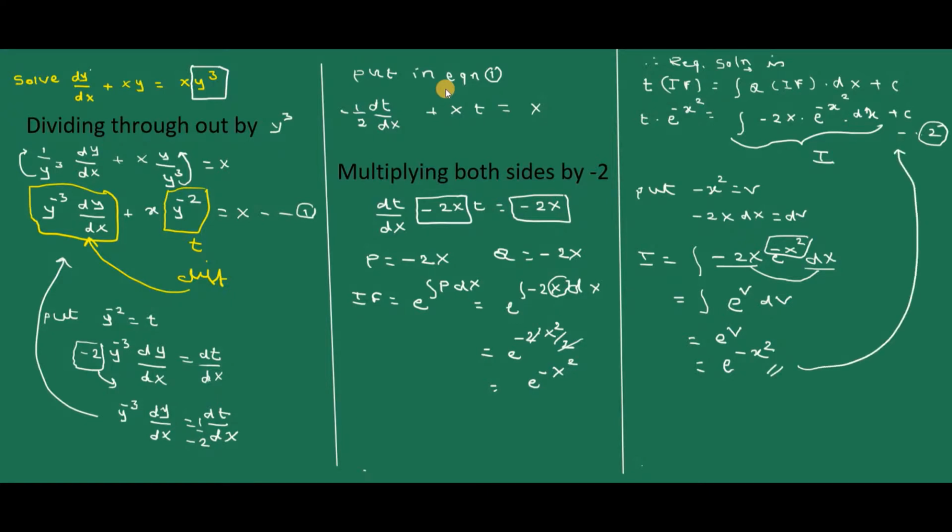Substitute in equation 2. Therefore equation 2 becomes t into e raised to minus x square is equal to e raised to minus x square plus c, which is the required solution. If we substitute in equation 2 the value of this I, you will get the required solution.